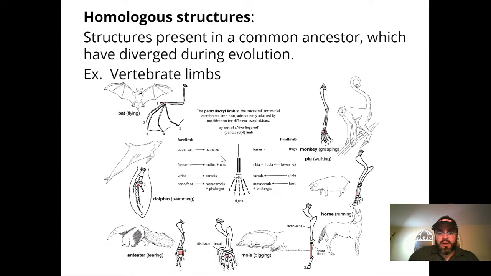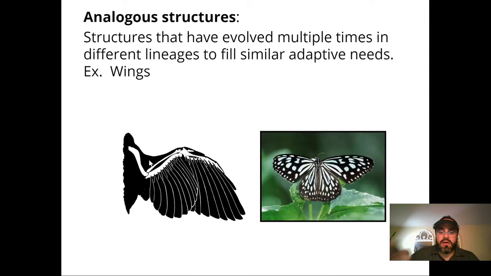In this particular one, we have a humerus, a radius and ulna, carpals, metacarpals, and phalanges. And for the lower extremities, we have a femur, tibia, fibula, tarsals, metatarsals, and phalanges. And so we have these. And it's really weird that the bat and a whale and a human have the same bone structures as far as that setup. We also have analogous structures.